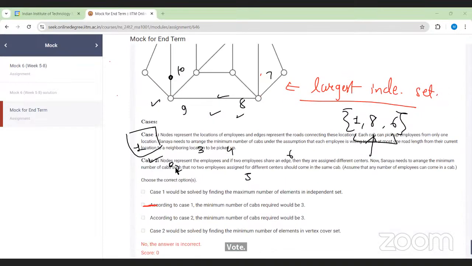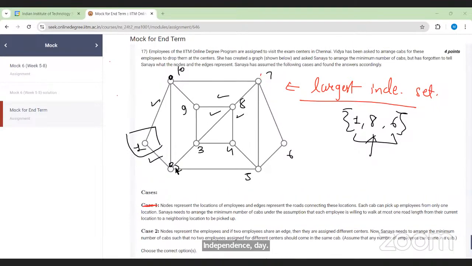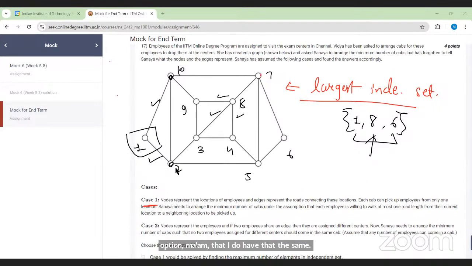Finding the maximum number of elements in an independent set, so I could solve it. I think it is the maximum. See, this is one kind of answer, right? This is one answer I find: the number of locations should be 3. Now let's check whether it is the largest independent set or not.